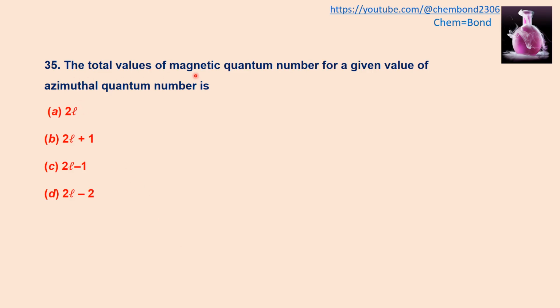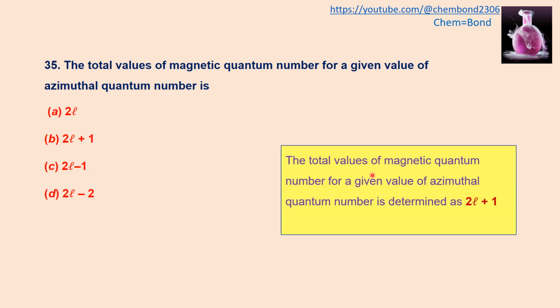The total number of values of the magnetic quantum number for a given value of the azimuthal quantum number is 2L plus 1. So we will find the magnetic quantum number using the azimuthal quantum number with the formula 2L plus 1. So the answer is 2L plus 1.